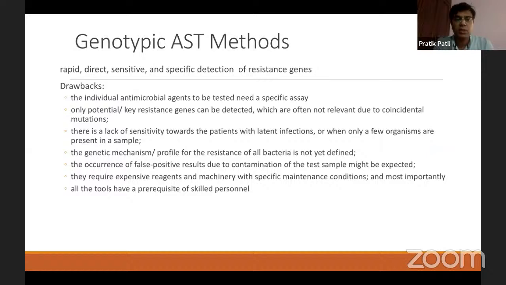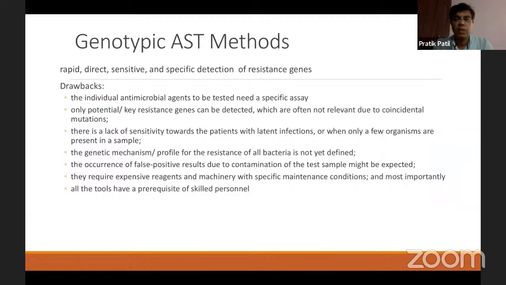This is another new technique of identifying the sensitivities, which is the genotypic method, which most often uses PCR techniques. We have seen the multiplex PCR panels, or the CARBA-R, which detects the different types of resistance genes in the given sample for a given possible bacteria. However, the benefits are, obviously, it's rapid, it is direct, it is very sensitive, and it detects specific resistance genes which are included in the panel.